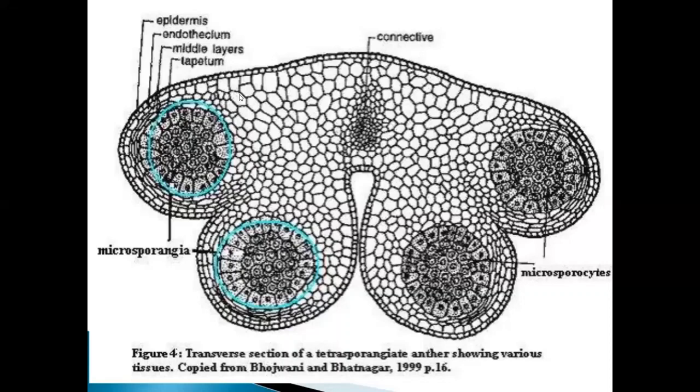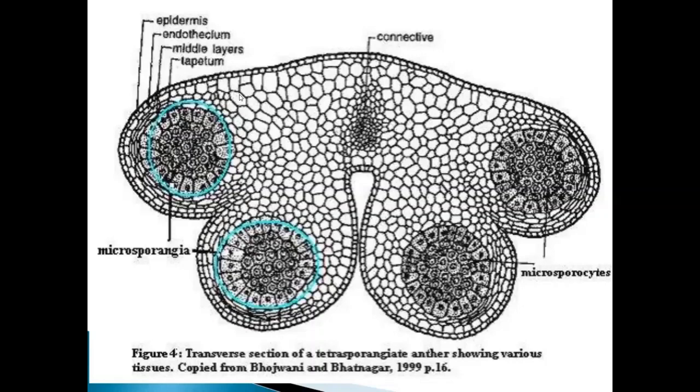And at the same time, these middle layers can degenerate. That means when meiosis takes place in the microspore mother cells, whenever the microspore mother cells undergo meiosis divisions, the middle cell layers will be degenerating in that situation. Okay. And the fourth one is the tapetum.